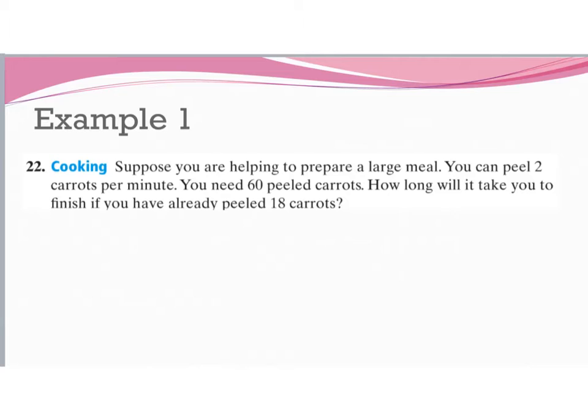So the first thing we have to do is set up our equation. We know that we need a total of 60 peeled carrots, so that's what my equation is set equal to, because I have to have 60 peeled carrots. We know that we've already peeled 18 carrots per this information right here. So now I know that we can do 2 carrots per minute, so I'm going to multiply that 2 by the number of minutes that I'm going to be peeling carrots for. I'm just going to use n for the number of minutes. So now I've come up with an equation that says 2n plus 18 equals 60.